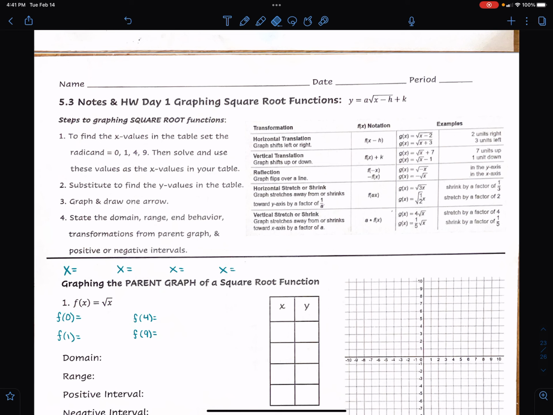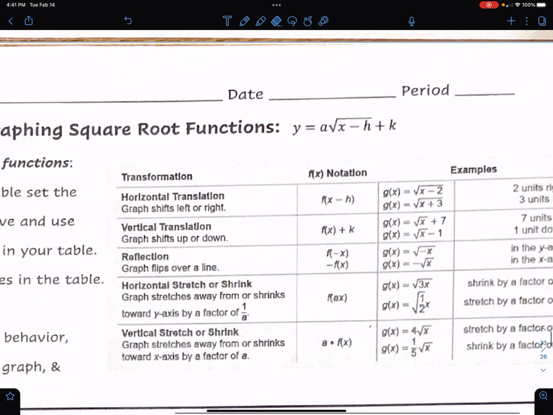All right, so let's go ahead and get started. On this one here, I'm going to be going over the steps in a couple of pieces, and then we're going to jump over to doing some examples. So we are talking about graphing the radical function. It would be called a radical or a square root function.